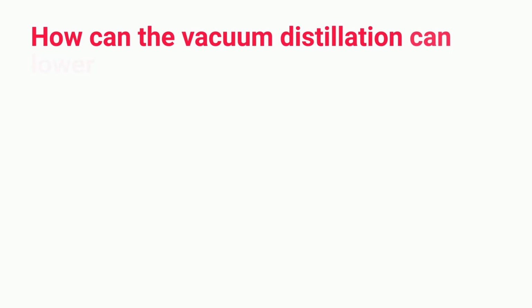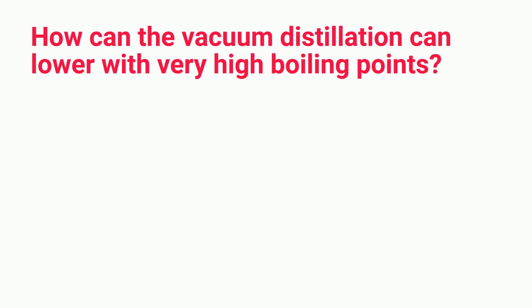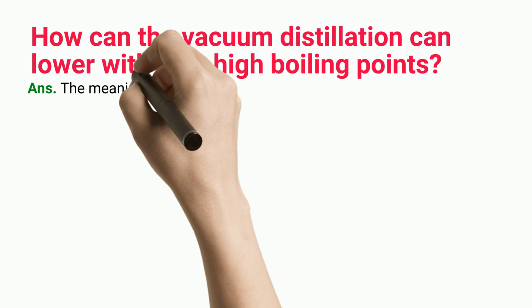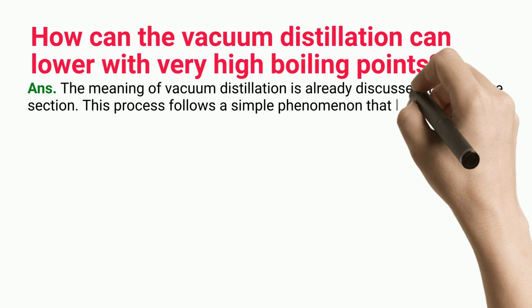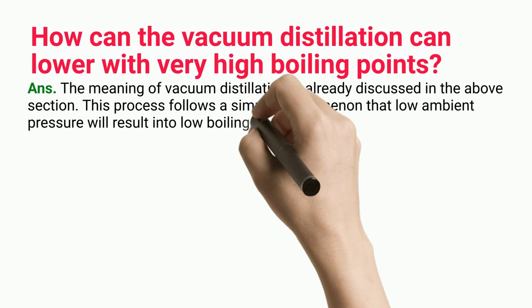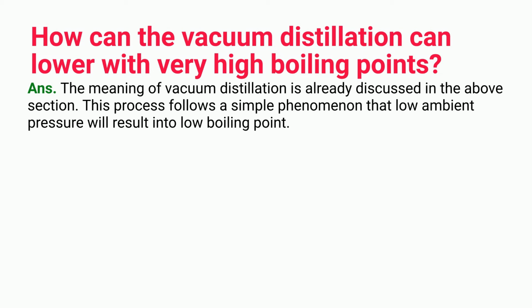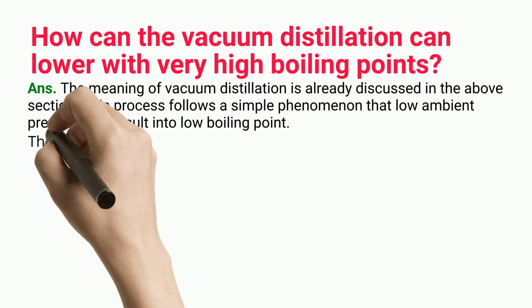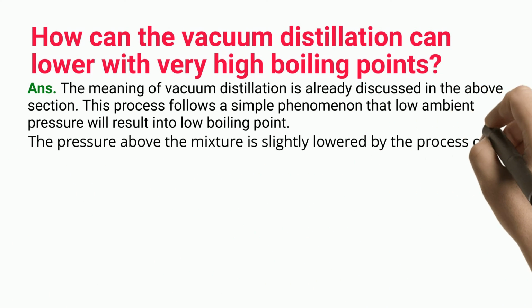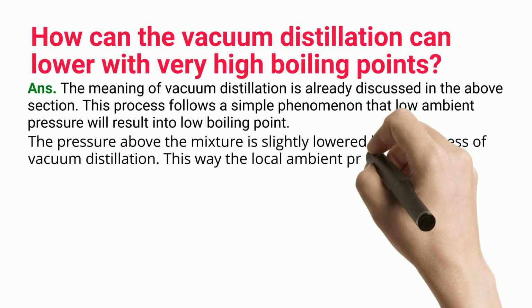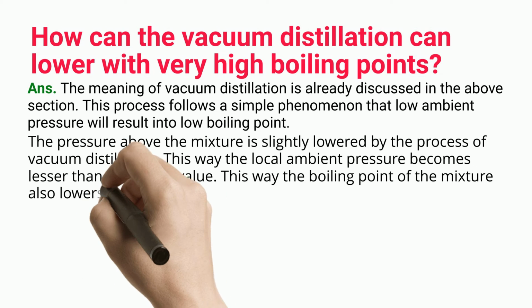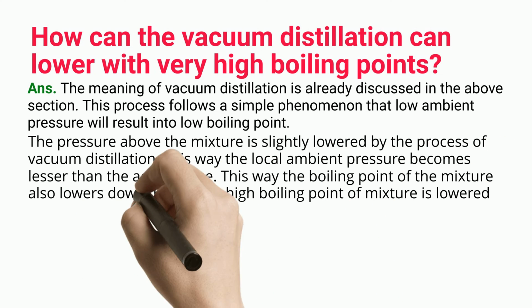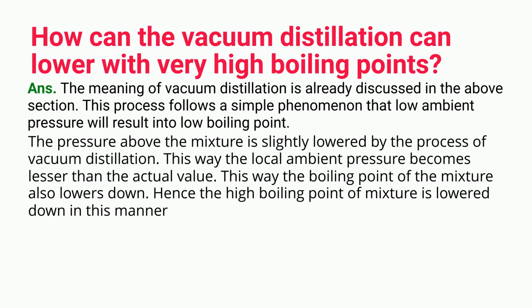How can vacuum distillation lower very high boiling points? The meaning of vacuum distillation is already discussed in the above section. This process follows a simple phenomenon that low ambient pressure will result in low boiling point. The pressure above the mixture is slightly lowered by the process of vacuum distillation. This way the local ambient pressure becomes lesser than the actual value. This way the boiling point of the mixture also lowers down. Hence the high boiling point of the mixture is lowered in this manner.